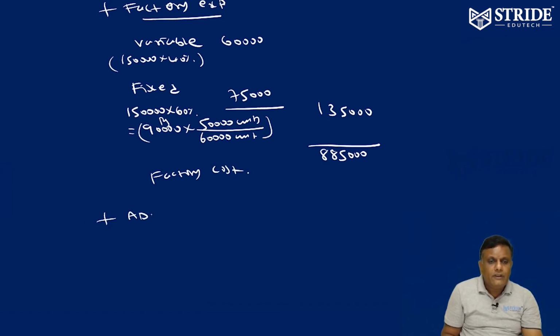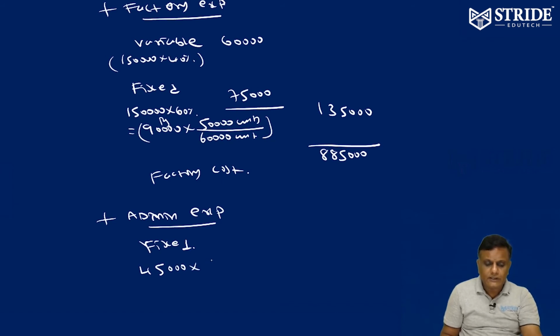Next, administration expenses. Admin expenses are purely fixed. Therefore, straight away we can convert the admin expenses of 45,000. This is given for 60,000 units, but we have to convert into 50,000 because it is purely based on normal capacity. So 45,000 into 50,000 by 60,000 is equivalent to 37,500.